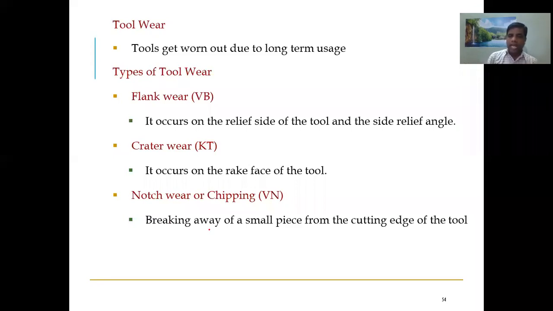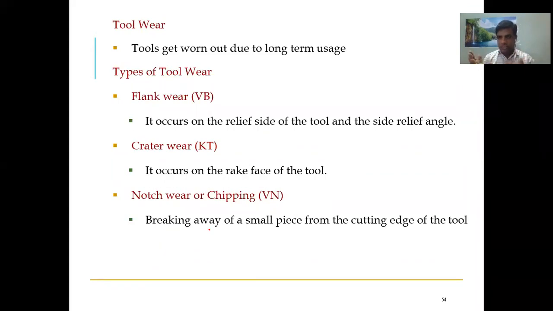Then there is crater wear. Crater wear is also called face wear. On one face, one surface of the cutting tool, your chip is flowing. That portion is called the face. When this chip is flowing, the chip can erode the surface, maybe not immediately, maybe over hours. If you're machining continuously, with the chip continuously flowing on the cutting tool, then after a few hours or few days, scratches happen on the face of the cutting tool. That is called crater wear. It occurs on the rake face. Rake face is nothing but the face of the tool. And then notch wear or chipping.